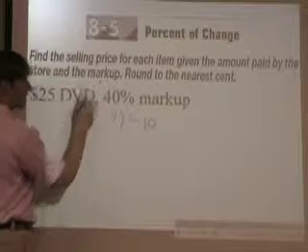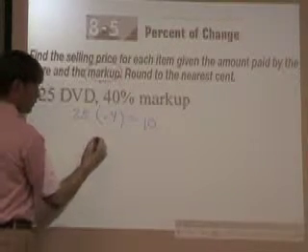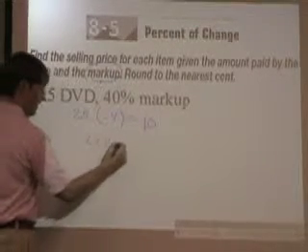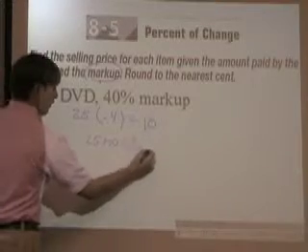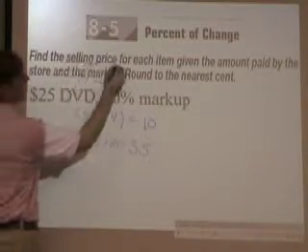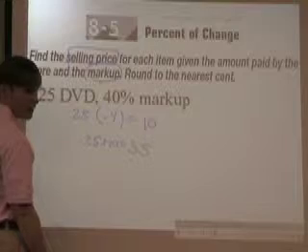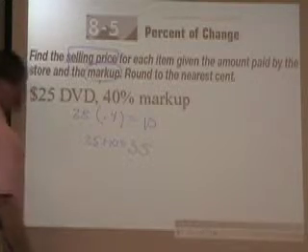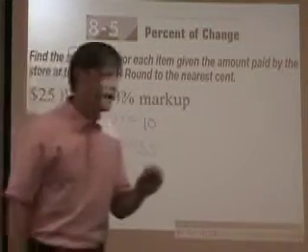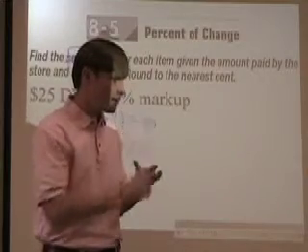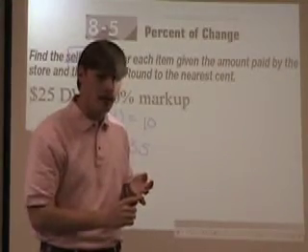So now you add, because it's markup, 25 plus 10 equals what? $35. So that's the selling price after the markup. Okay, so today you learned how to find discount price, selling price, and percent of change.